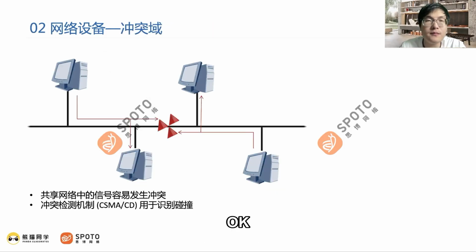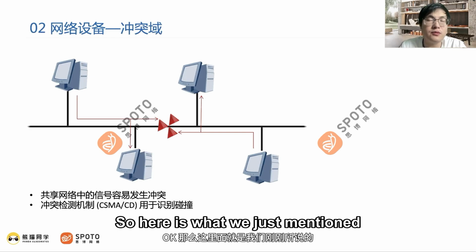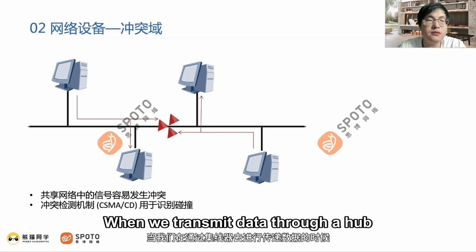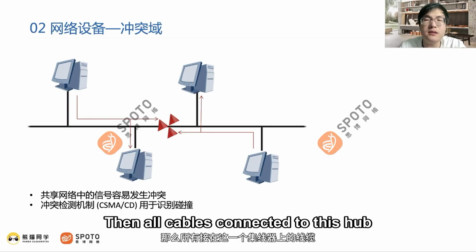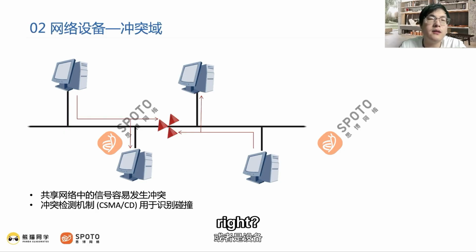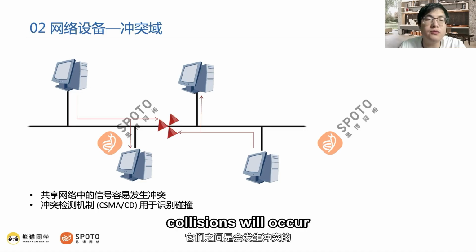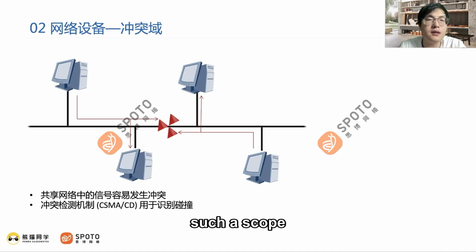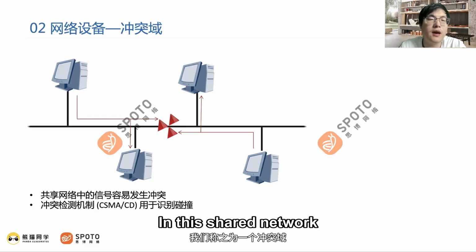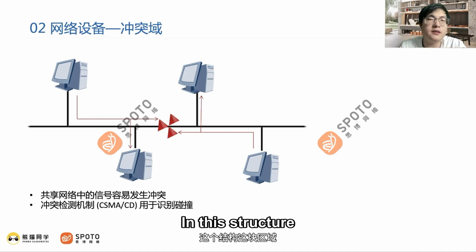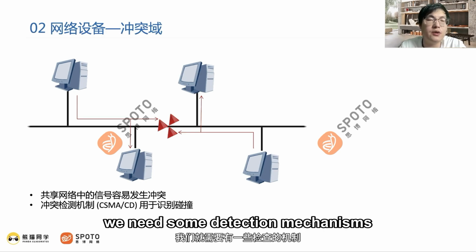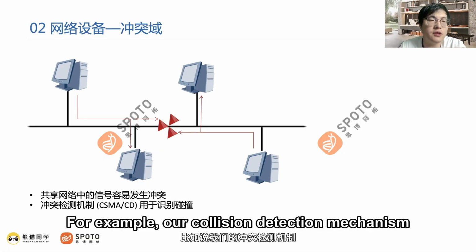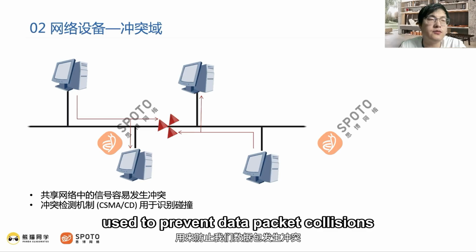Okay. So here is what we just mentioned. When we transmit data through a hub, you send out a signal. Right? Then all cables or devices connected to this hub, between them, collisions will occur. Such a scope, we call it a collision domain. In this shared network, if you send out a signal, collisions will occur. In this structure, this area, we call it a collision domain. In such an environment, we need some detection mechanisms. For example, our collision detection mechanism, right, used to prevent data packet collisions.